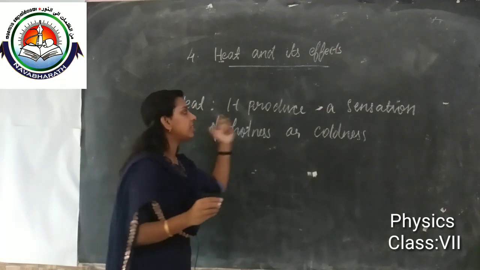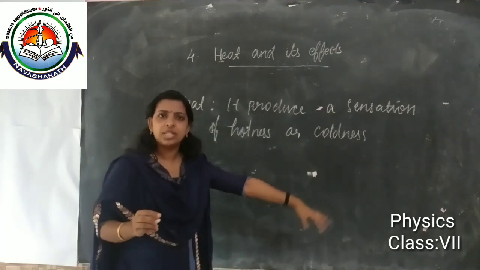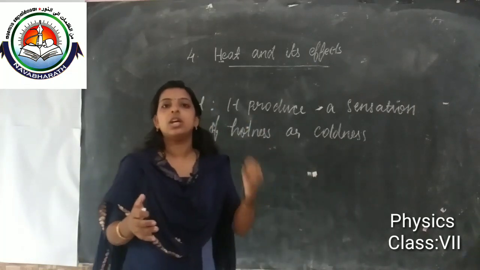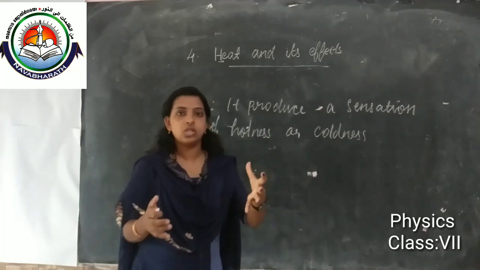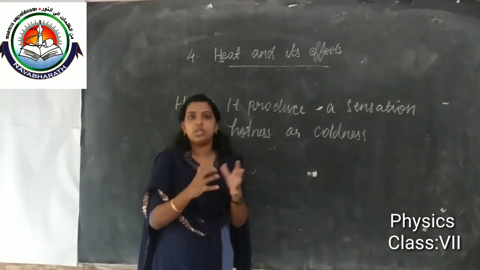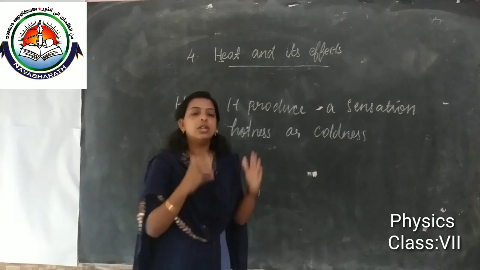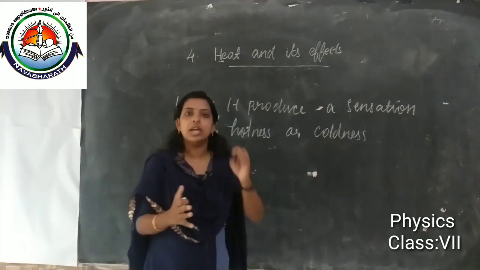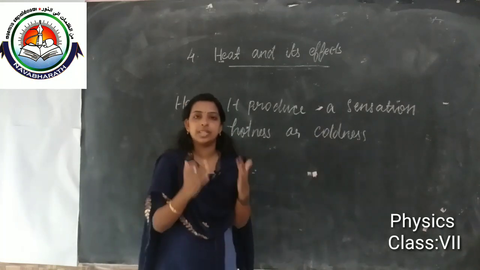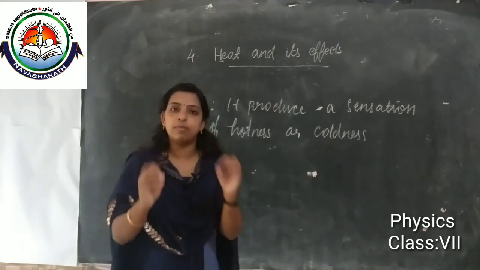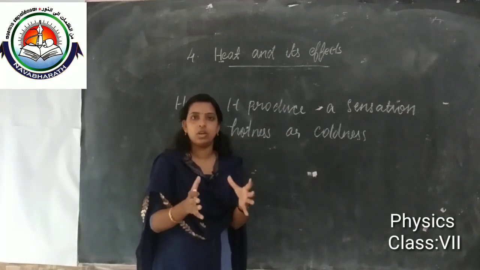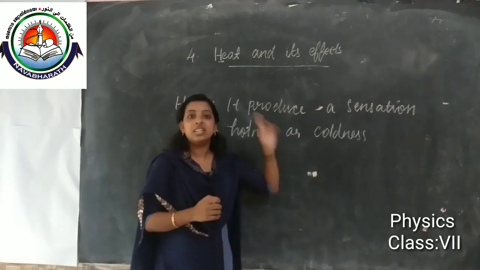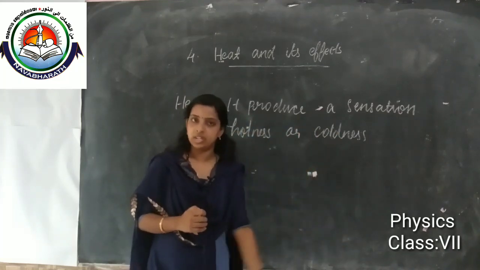How can we say that it is a sensation? When we touch an iced tea, we feel cold. That is because our sense of touch gives the information that the object is cold. If the object is hot, we feel that the object is hot. These kinds of cold or hot objects we can differentiate with our sense of touch. That's why it is given as a sensation of hotness and coldness. This heat is also a form of energy.